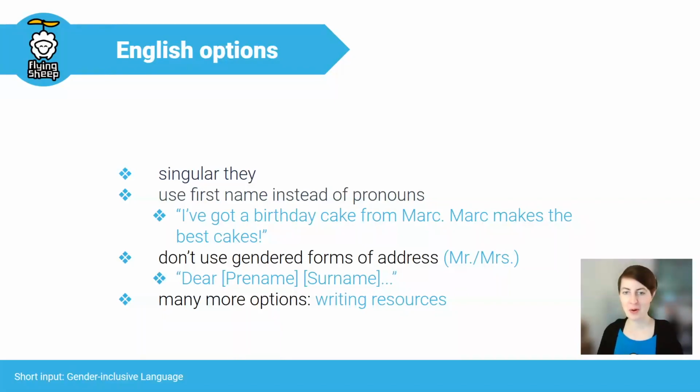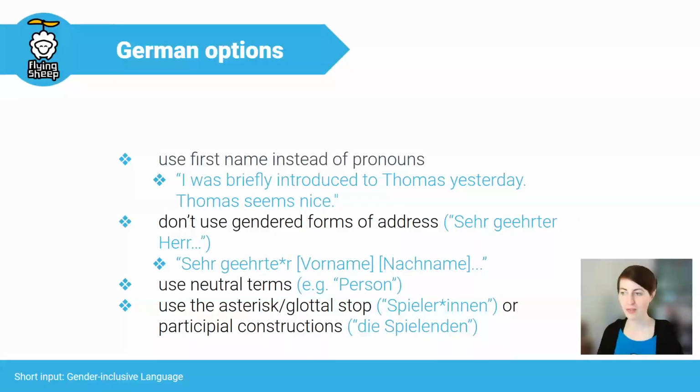Okay, now let's talk about the German language, which, as I mentioned before, is heavily gendered, but actually we can use some of the same options as we can in the English language. So again, you can always avoid using pronouns and use the first name instead. So in the case of our earlier example, you can say, Ich wurde Thomas vorgestellt, Thomas scheint nett zu sein.